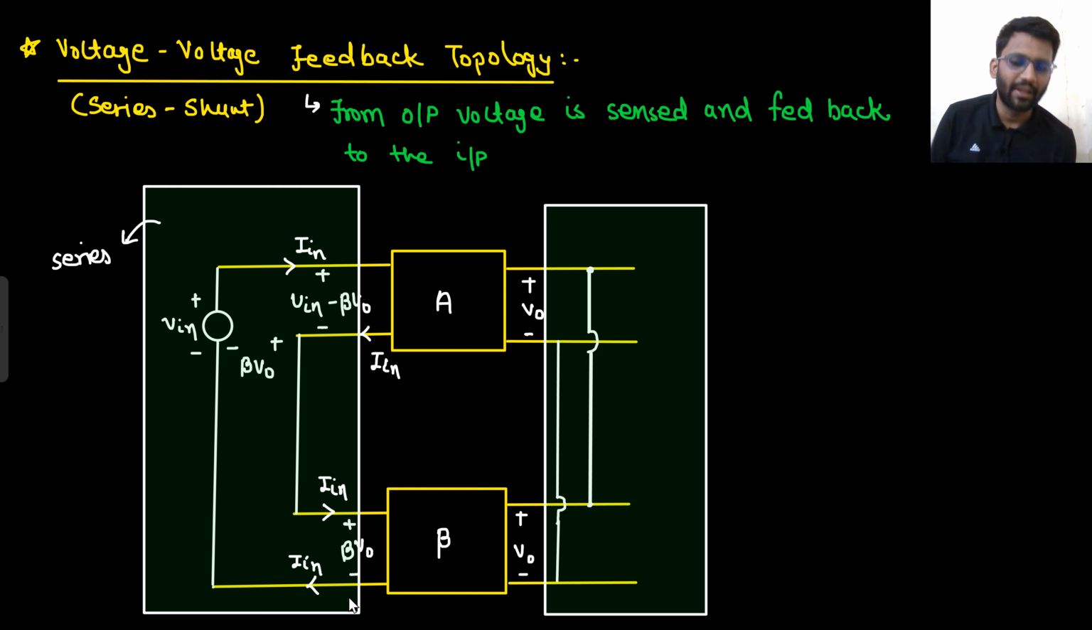I told you about series and parallel connection in the previous video. And what about this? This is V naught. Simply V naught is coming. That's why it is a parallel connection. The complete V naught is coming as it is. So this was the series and this was shunt.